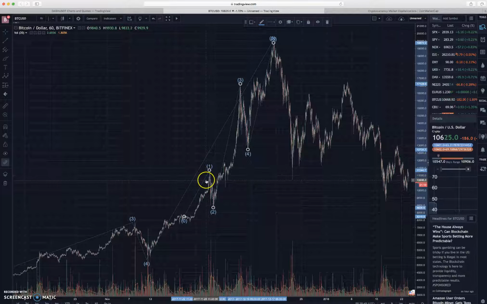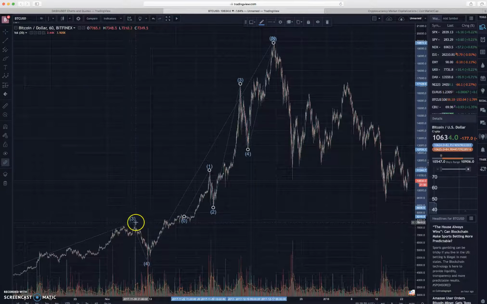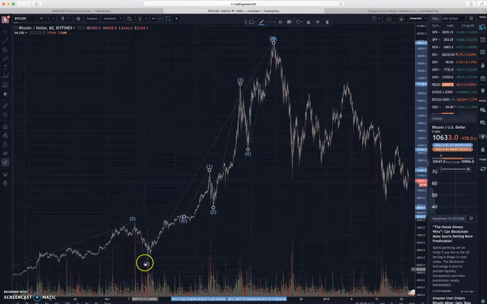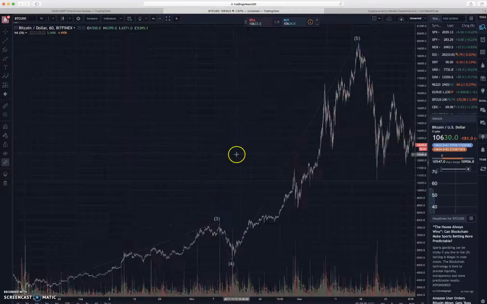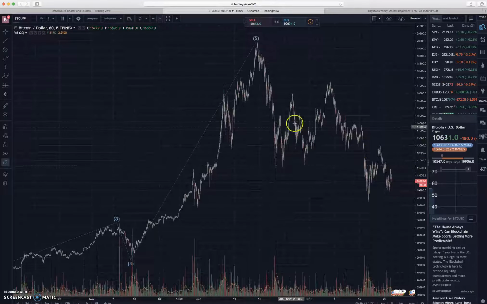But this has really helped me be able to time my entry points. When I think I'm at a 3 wave, I'm kind of holding back and I'm not investing a ton at the top of the 3 wave, because I know that there's going to be better deals at the end of this 4 wave. And then obviously you get to ride that 4 wave all the way up.